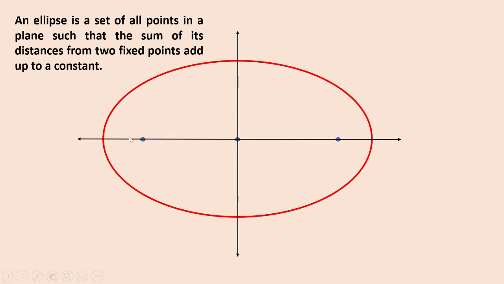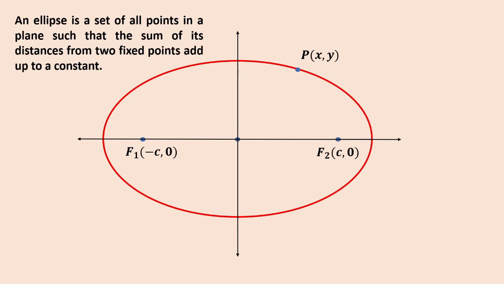So let's say this is the ellipse on the Cartesian plane. As stated earlier, the distance from the center to a fixed point is c. Therefore, we can say that this point would have the coordinate (-c, 0), and this one would be (c, 0). Let us choose point (x, y) on the ellipse.